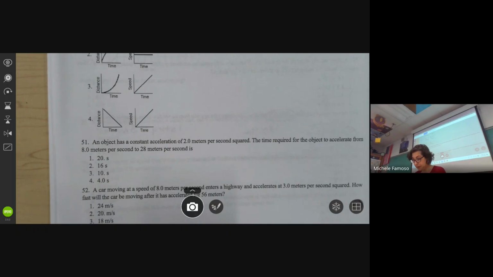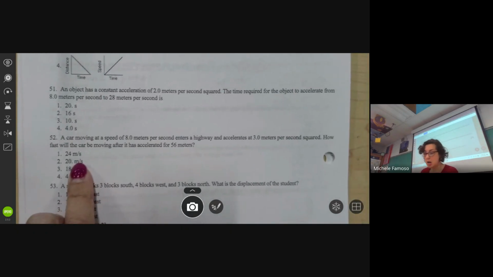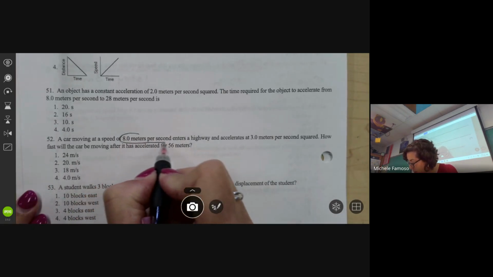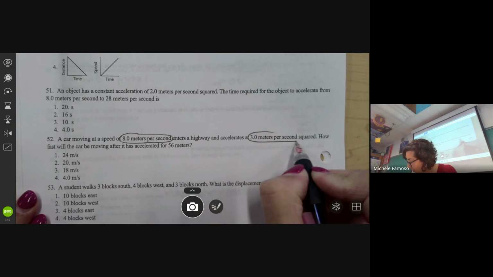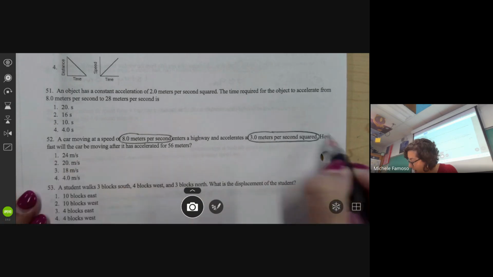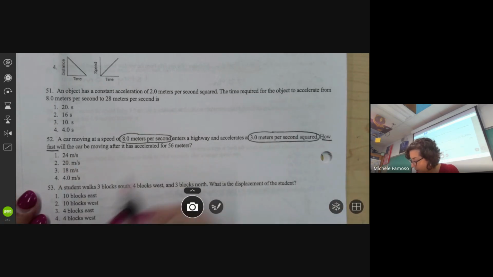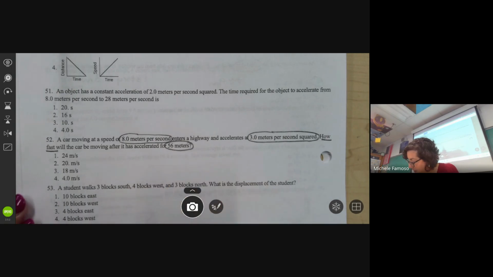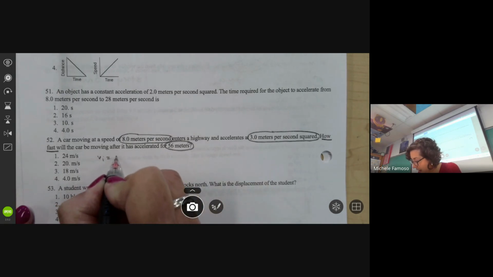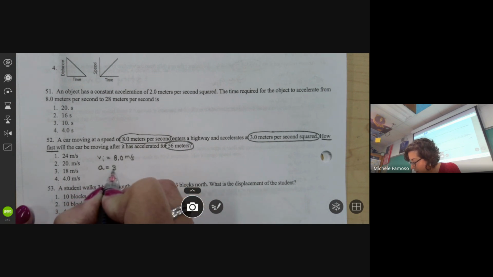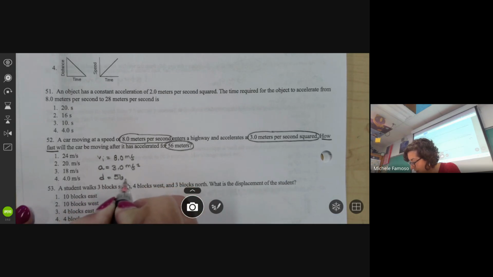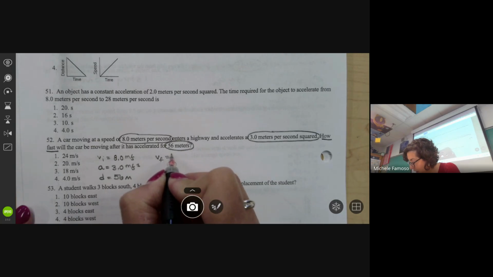52. We have a car that's moving at a speed of 8.0 meters per second, entering a highway, accelerating at 3.0 meters per second squared. How fast is the car moving after it accelerates for 56 meters? So the VI is 8.0 meters per second. The A is 3.0 meters per second squared. The D is 56 meters. I'm looking for the VF.